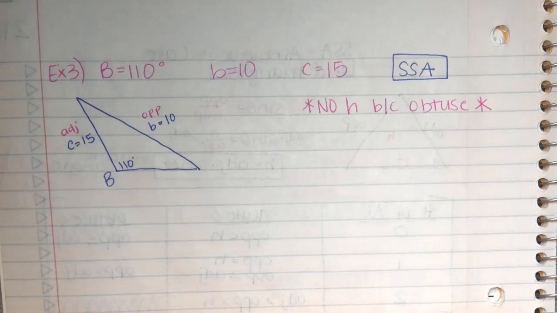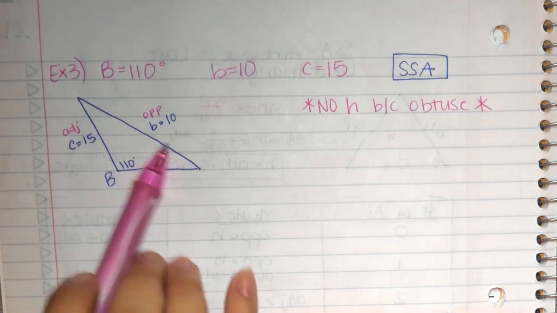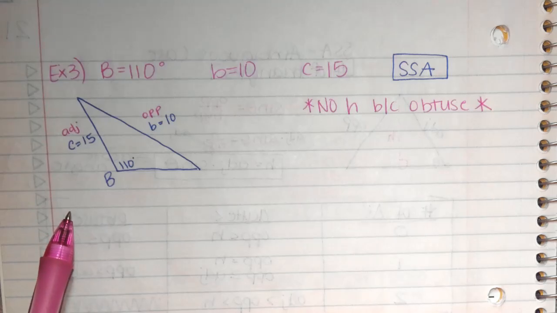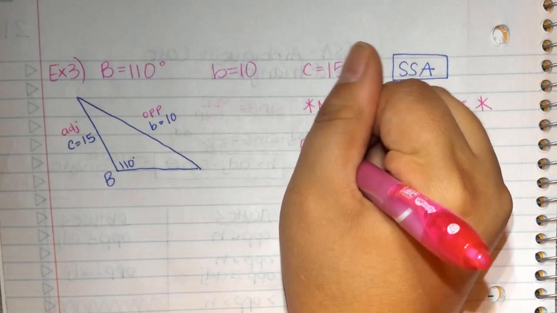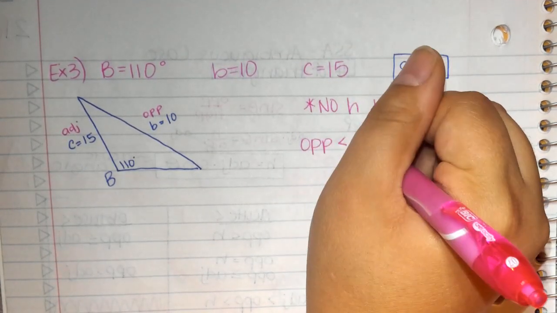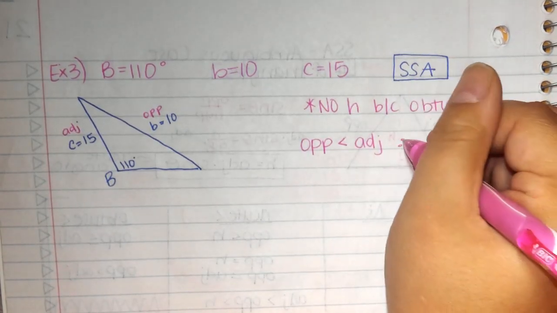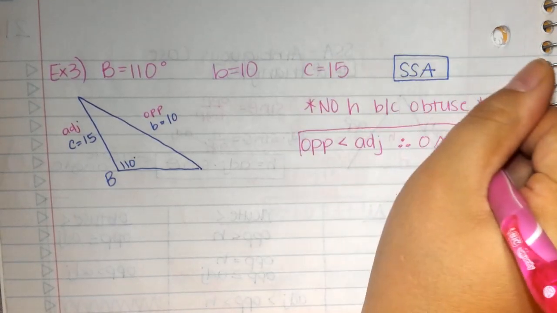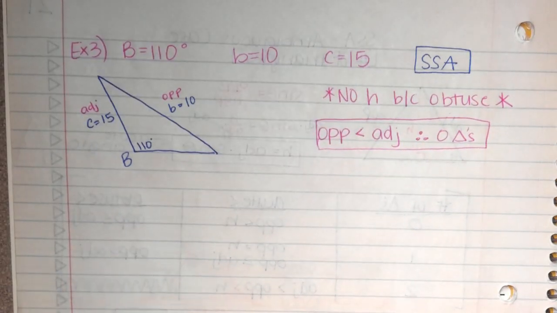I want you to just look at it. If you have an obtuse angle, can this be 10 and that be 15? No. Why not? Because my opposite is less than my adjacent, therefore 0 triangles. Again, we like obtuse.